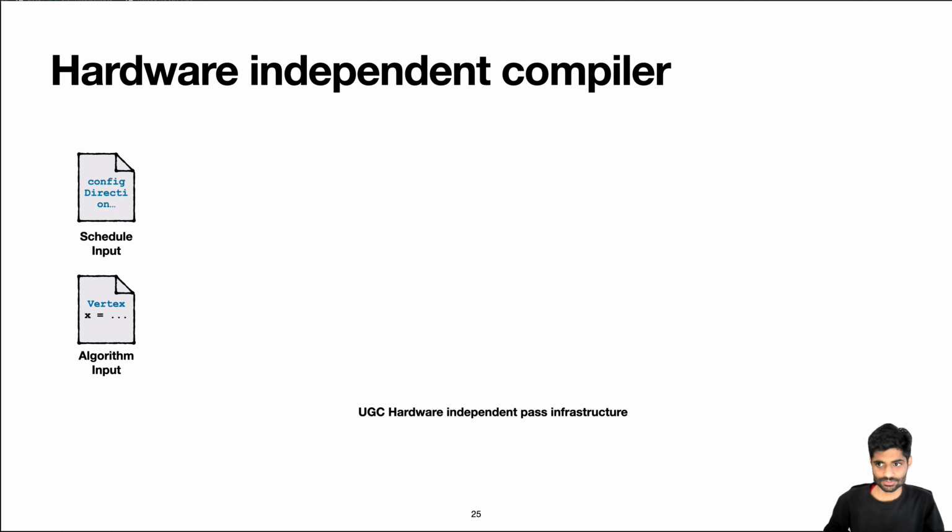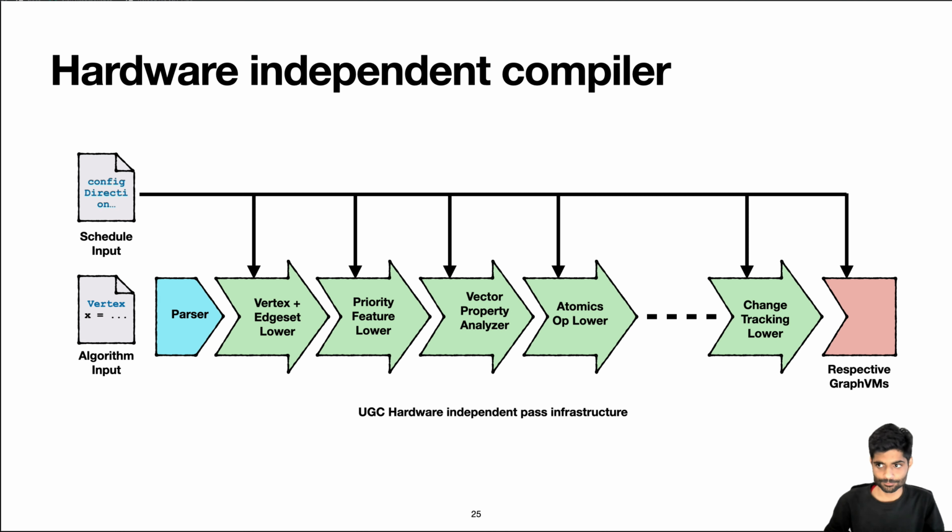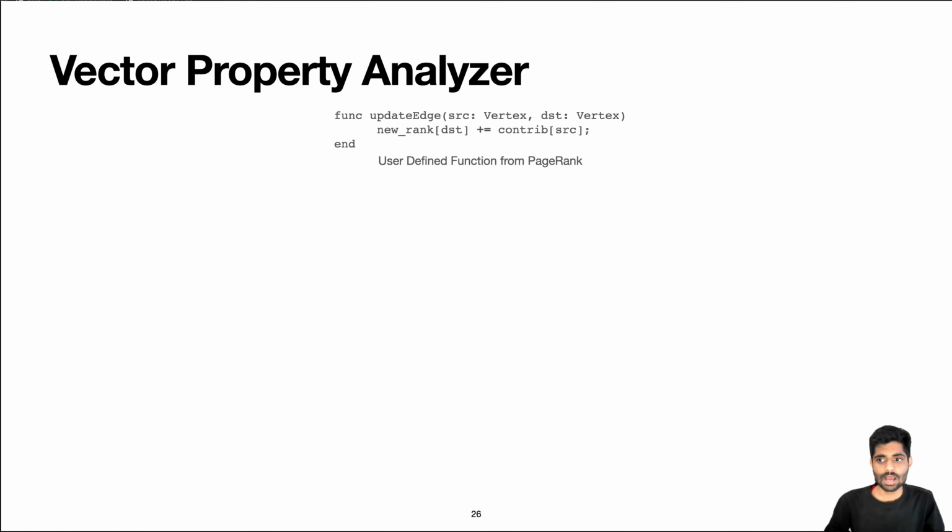As the name suggests, the hardware-independent compiler is a series of graph domain-specific passes running on the algorithm input, parameterized by the scheduling input. Let us look at one such pass, the vector property analyzer. Here, I have a user-defined function from the PageRank application that is applied to each edge in the graph. The key component here is the sum reduction on the ranks in the destination of the edges. Now, for performance reasons, we would want to parallelize applying these functions. But to ensure correctness, we would also have to use appropriate atomic synchronization primitives. Let us look at three different cases to see how this hardware-independent pass does this for us.